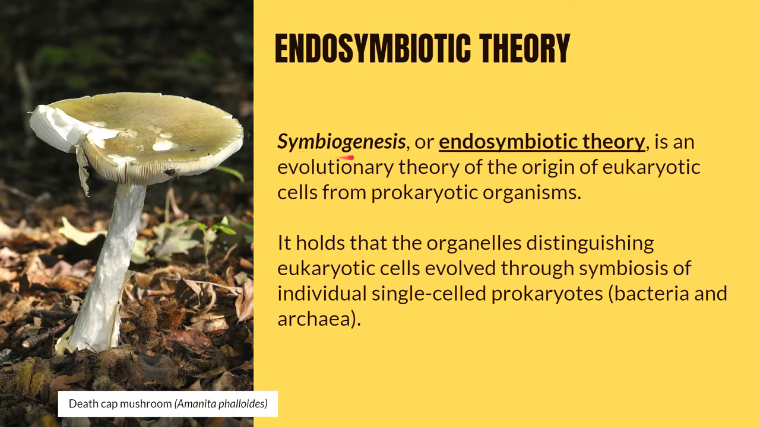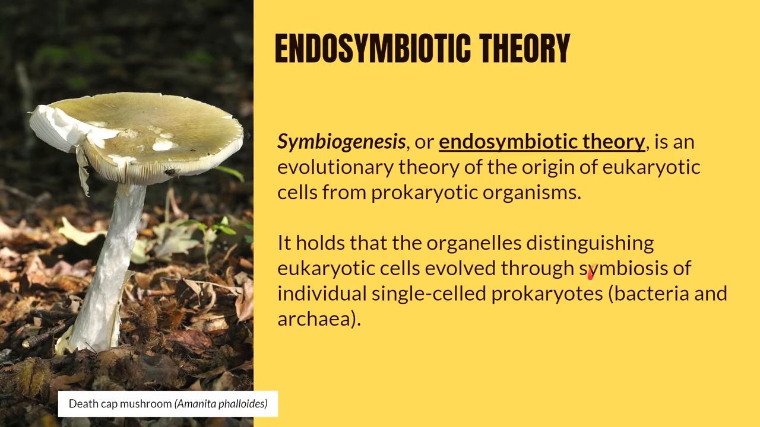Symbiogenesis, or the endosymbiotic theory, is an evolutionary theory that explains the origin of eukaryotes. How did eukaryotes form? If most of the oldest organisms on our planet are prokaryotic organisms, how did Archaea eventually evolve into eukaryotic organisms? Basically, it tells us that the organelles that distinguish eukaryotic cells evolved through symbiosis.